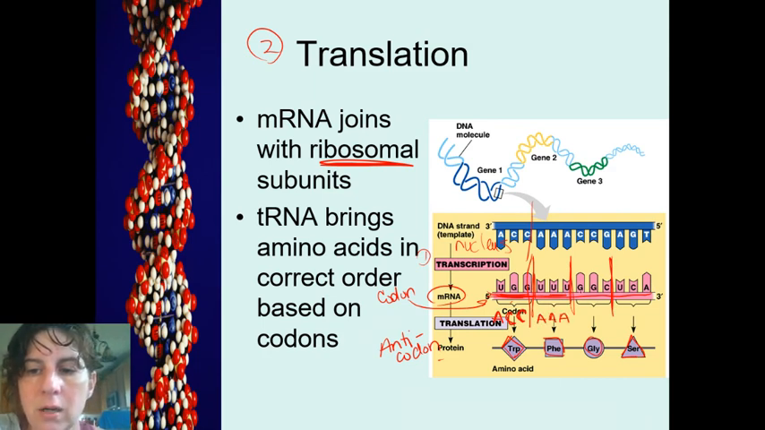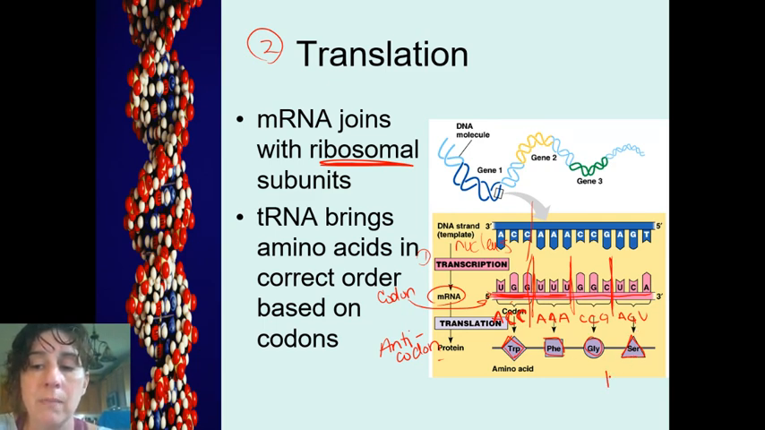My third codon is GGC, so what is my anticodon? And then my fourth codon is UCA, so what is my fourth anticodon? U to A, C to G, and A to U, okay? And then those anticodons are on a tRNA that's bringing in a specific amino acid.